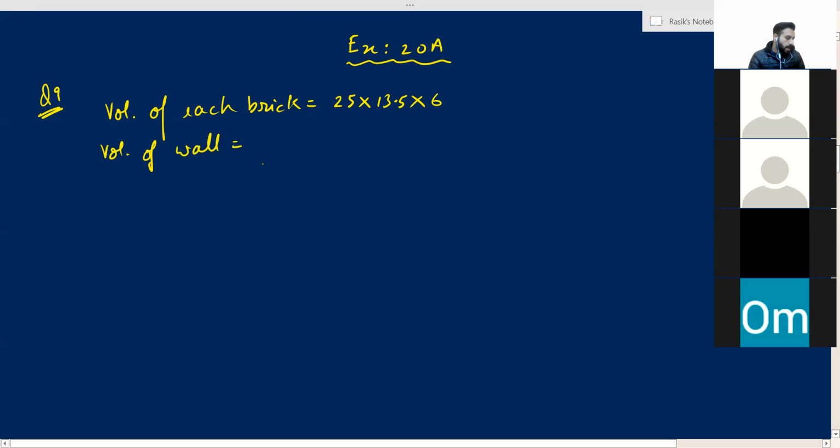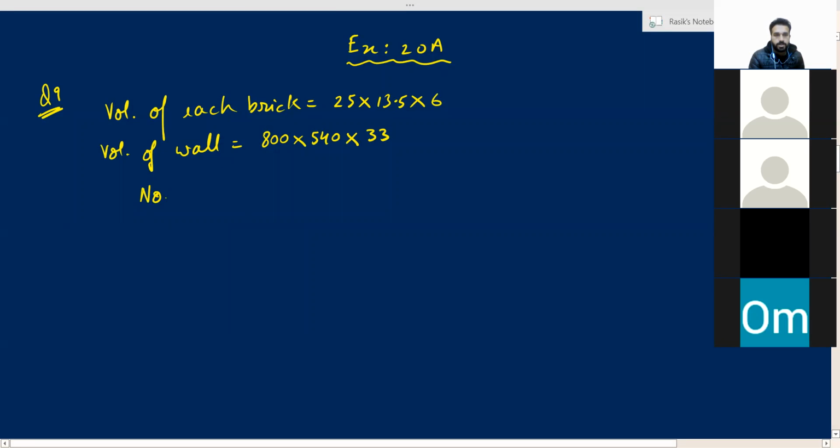The dimensions of the wall are given in meters. Length and breadth are in meters. 8 meter, that means 800 centimeters. Convert it in centimeters. 5.4 meter high, that means 540 centimeters. And 33 centimeters the thickness of the wall, that means 33 only because it is in centimeters. So this is the volume of wall.